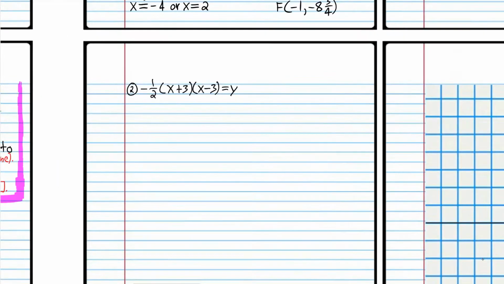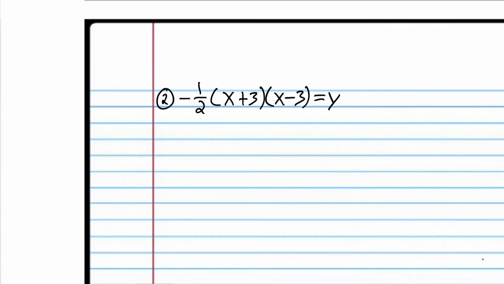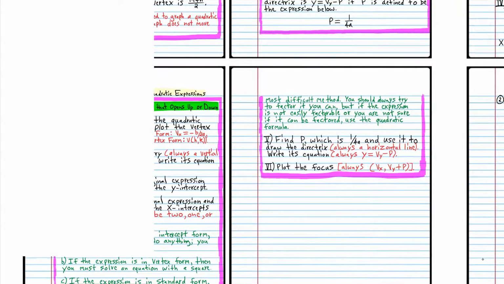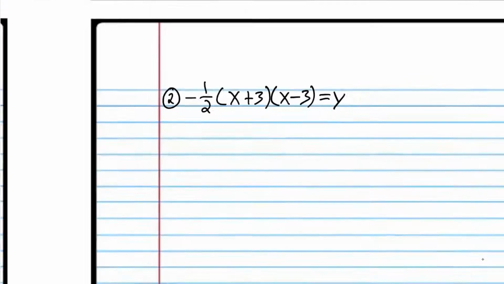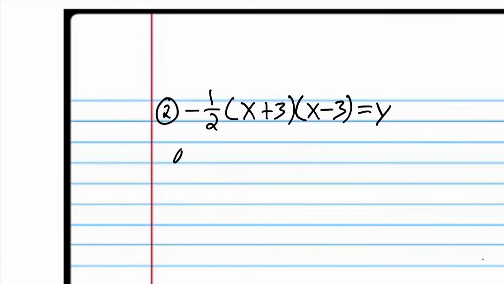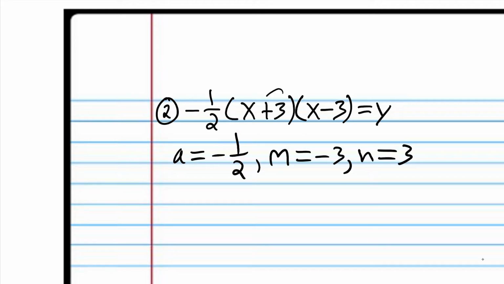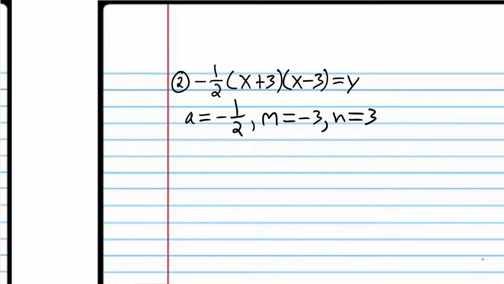Okay, so let's do another one of these problems. Now we're in intercept form, and the first step here, like I did before, is to identify the form. So we know it's an intercept form, and so we can go ahead and label the constants. And remember, it's opposite sign, so this is +3, so it's going to be -3. Not that it really matters in this particular problem.